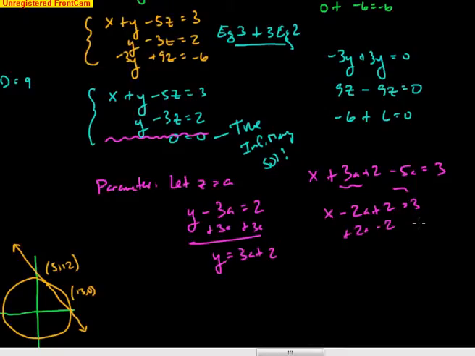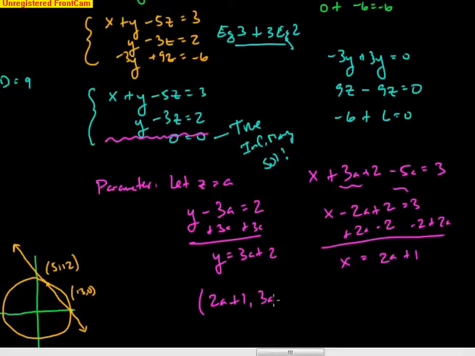Add 2a, subtract 2. X equals, and we get 2a plus 1. And this is my infinite solution in terms of the parameter a. 2a plus 1, 3a plus 2, and a. And again, if you were to pick a number for a, such as 1, you would get a definite solution, and that should work in your system of equations. And there you go.